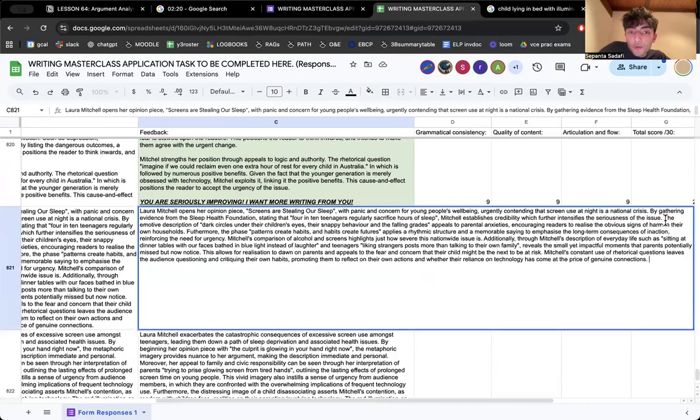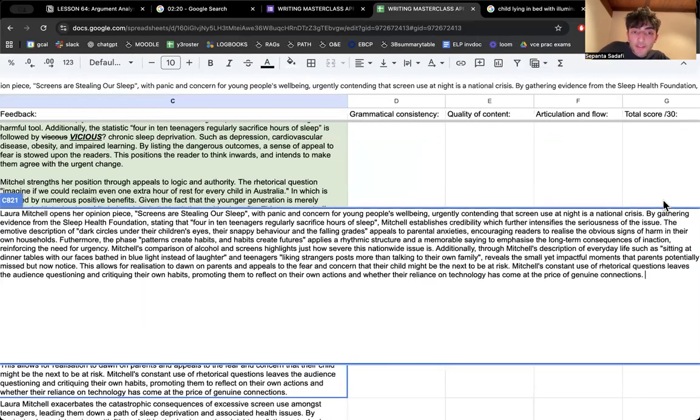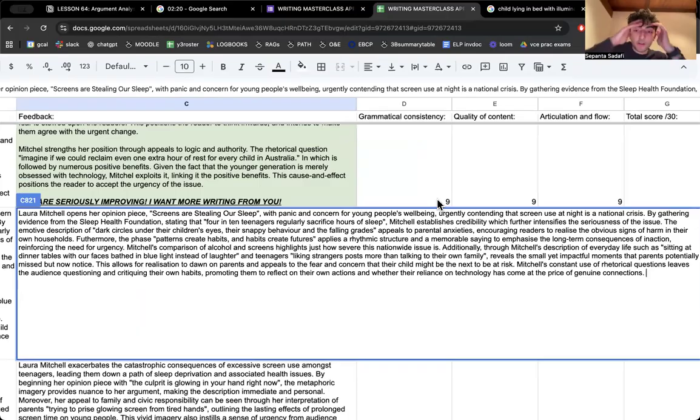Now, Laura Mitchell opens her opinion piece, Screens are stealing our sleep. Panic and concern, urgently contending that screen use at night is a national crisis, gathering evidence from the Sleep Health Foundation. 4 in 10 sacrifice hours. Mitchell establishes credibility, which further intensifies the seriousness of the issue.